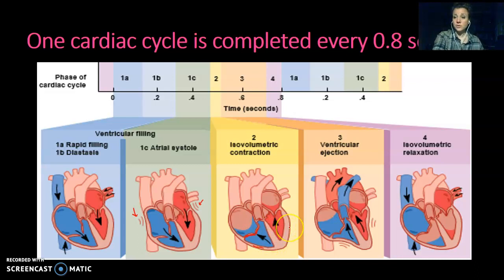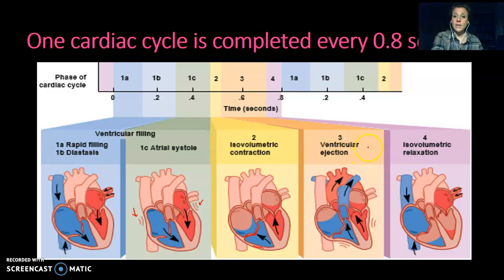Both ventricles are starting to contract. They increase the pressure inside of their chambers. That's going to push the blood back up towards those AV valves and force them to be closed. And that's going to prevent backflow of blood into the right and left atria.